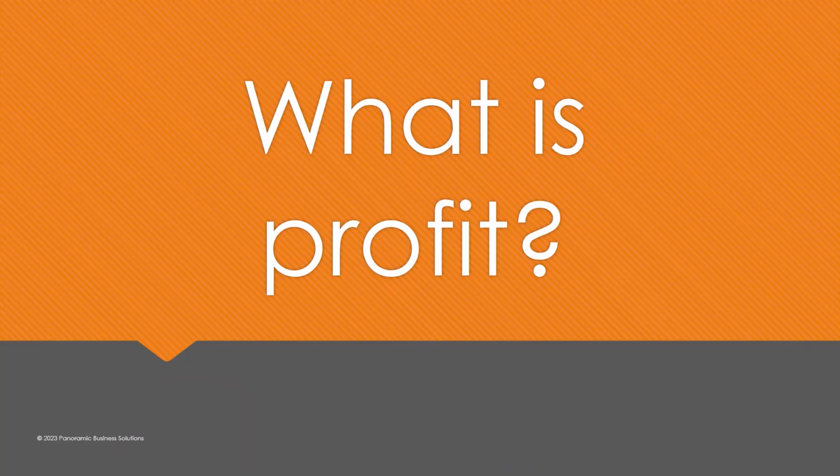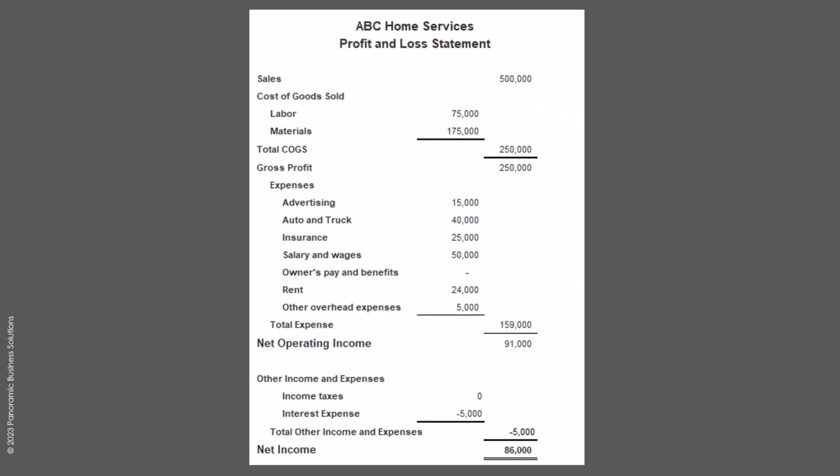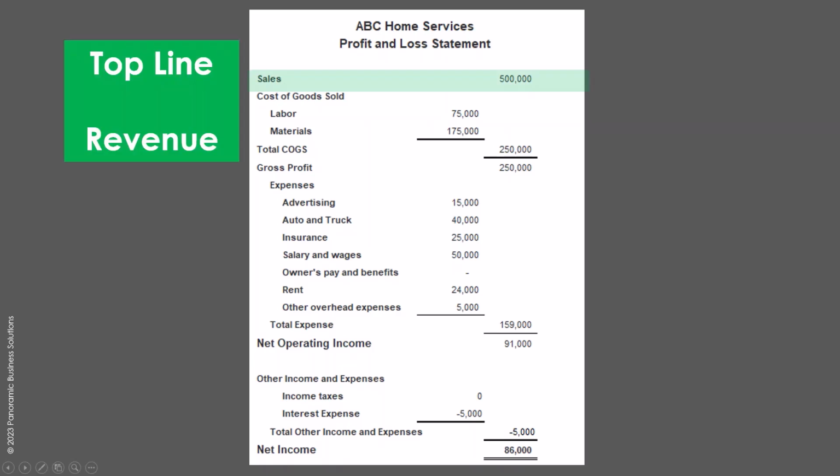First up, let's talk about what is profit. Let's make sure we're on the same page. When you're looking at a profit and loss statement, you'll see some of the key numbers that you need to make sure you can identify. Up at the top, we've got the top line: revenue, sales. All three of those are the exact same thing, and it's showing you how much you actually generated in sales from your customers.